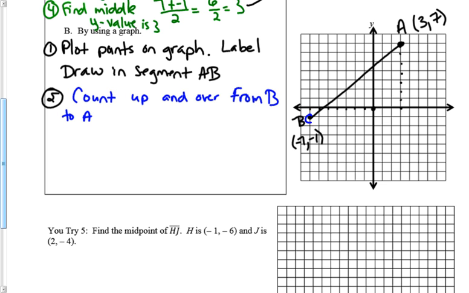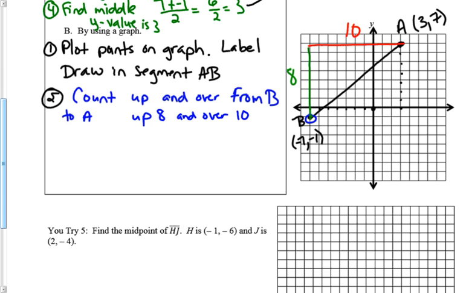So starting at B, I count 1, 2, 3, 4, 5, 6, 7, 8. And again, I'm going to go ahead and label that. And then I'm going to count over 1, 2, 3, 4, 5, 6, 7, 8, 9, 10. And I'm going to label that. So I'm going to write that down over here. I went up 8 and I went over 10.